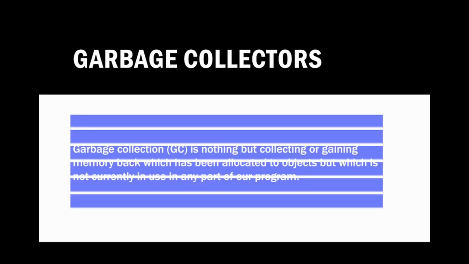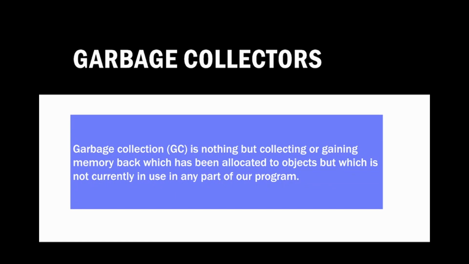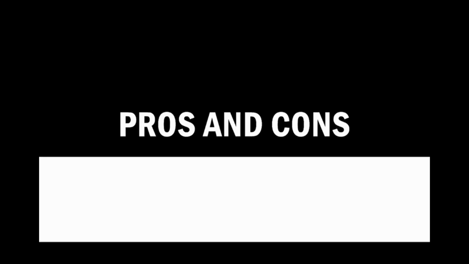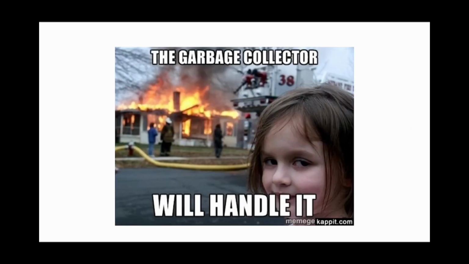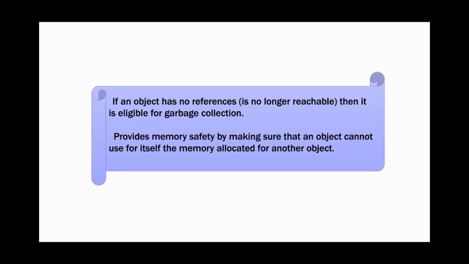Garbage collectors are nothing but algorithms that are used for collecting or gaining back memory which has been allocated to objects but is not currently used in any part of the program. The pros and cons of garbage collectors are what we're going to see in the subsequent chapters. The first pro of garbage collectors is that if an object is no longer reachable, then it is eligible for garbage collection. It provides memory safety by making sure that an object cannot use for itself the memory allocated for another object.